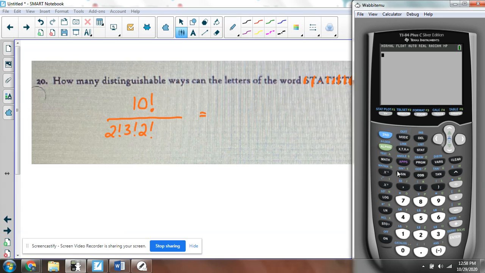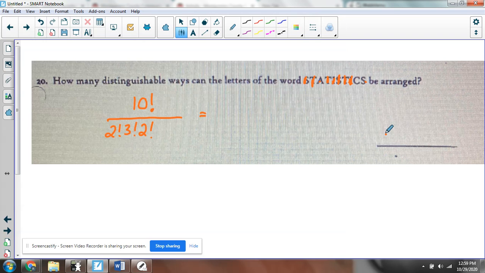So we get, let's do this math. Alpha y equals enter. Top, I'm going to do 10 factorial. Bottom, I'm going to do 3 factorial times 3 factorial times 2 factorial. 50,400.